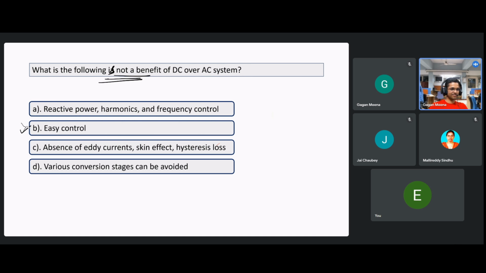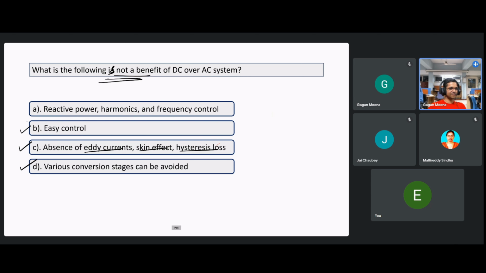That is correct. And also in DC, eddy current, skin effect, and hysteresis loss are not there. They are absent. Then various conversion stages are also available, but we don't have reactive power, harmonics, and frequency control requirement. There is no harmonics because it is DC. So the first option is correct. This is not a benefit of DC.